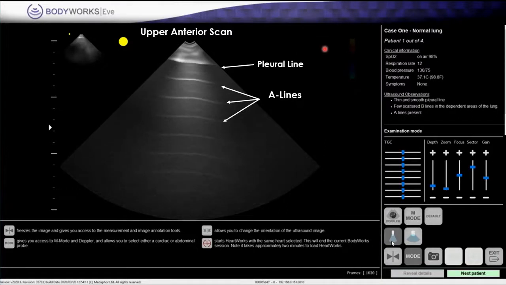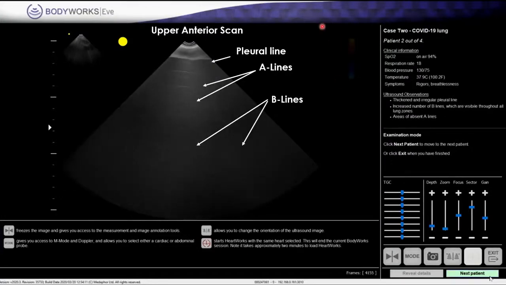So this is a normal scan. You've got a patient that is the first case that we'll discuss over here, as you can see in the right panel. Their room air sats 98%, good blood pressure, slightly febrile, but you got a nice thin pleural line. You've got nice A lines. There's no B lines, no consolidation. This is an upper anterior scan. So this is in region 1 of the different regions and areas that we talked about.